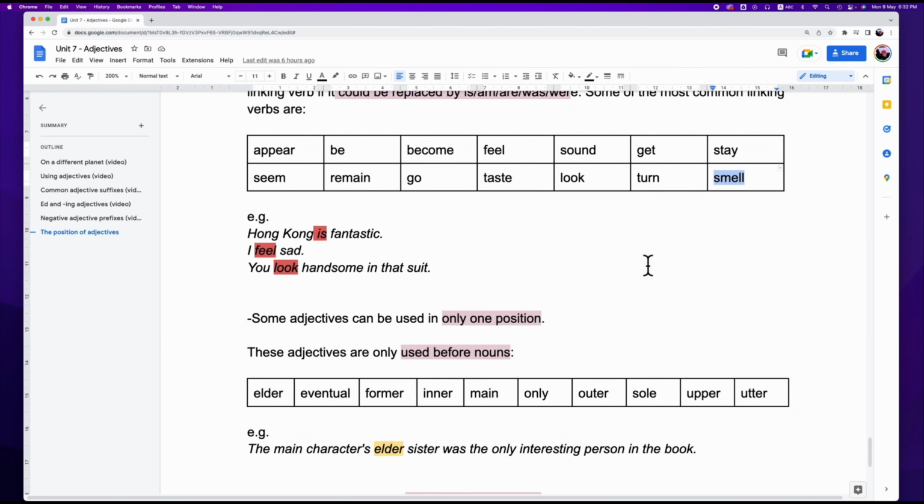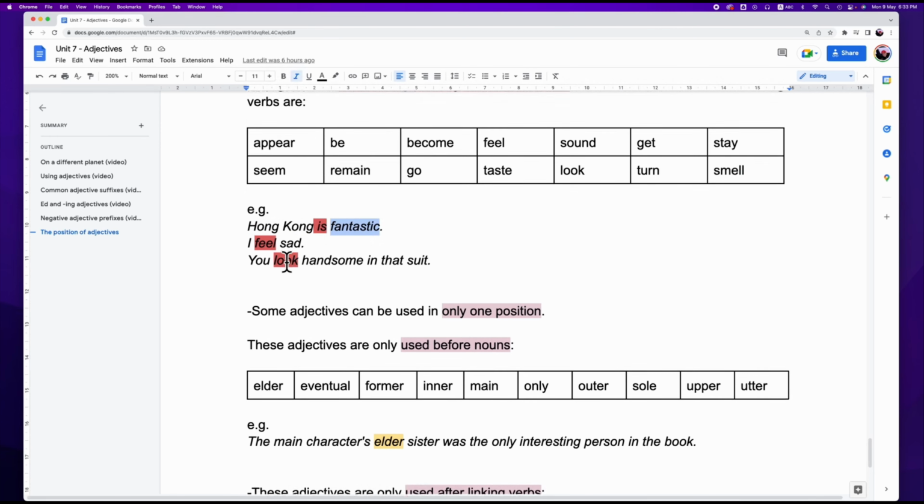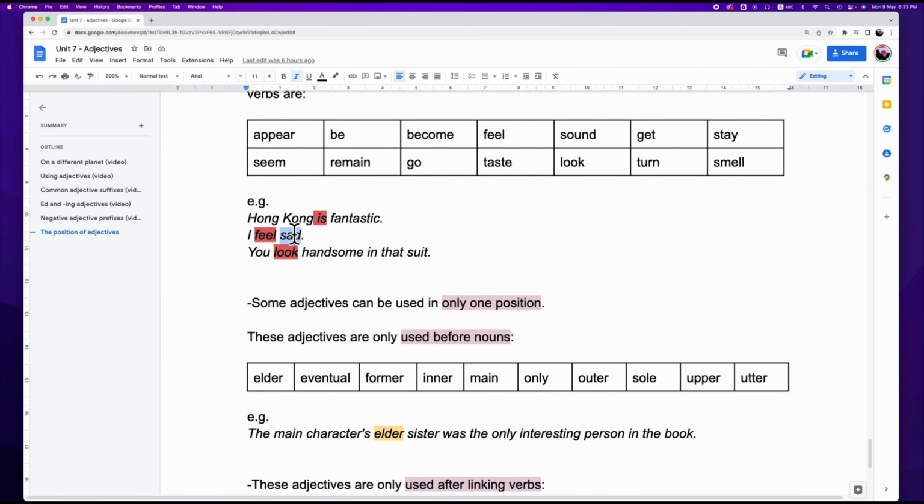And these are the examples. Hong Kong is fantastic. The word fantastic follows the linking verb to be. I feel sad. The word sad follows the linking verb feel. You look handsome in that suit. The word handsome follows the linking verb look. You can tell feel and look could be replaced by the verb to be: I am sad, you are handsome. So that's the reason we are sure that feel and look are linking verbs in this situation.